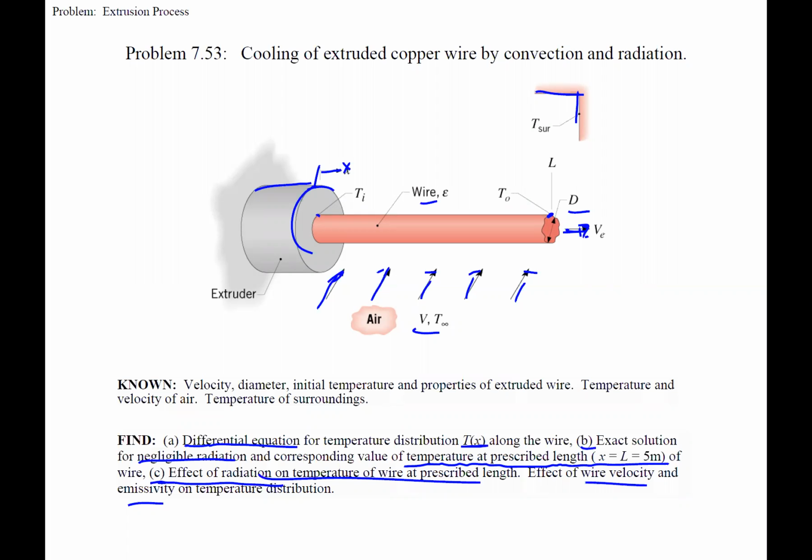So what does that mean? So first, let's say it's stationary, okay? So let's draw our little control volume. This is distance dx. It's stationary, okay? So that means there's wire flowing into it and there's wire flowing out of it, okay?